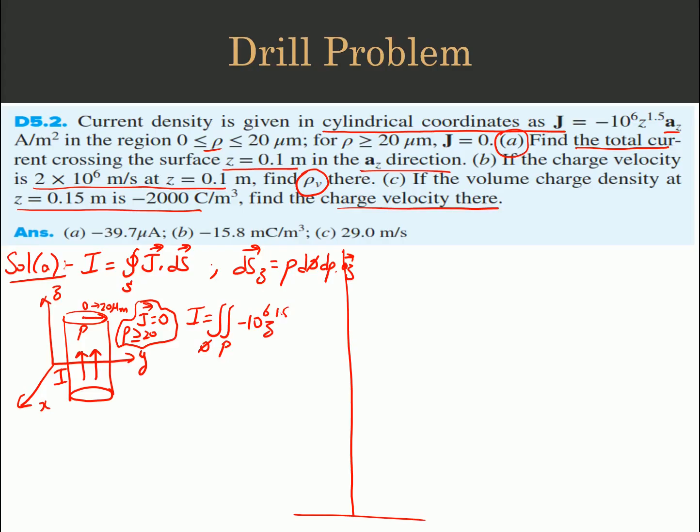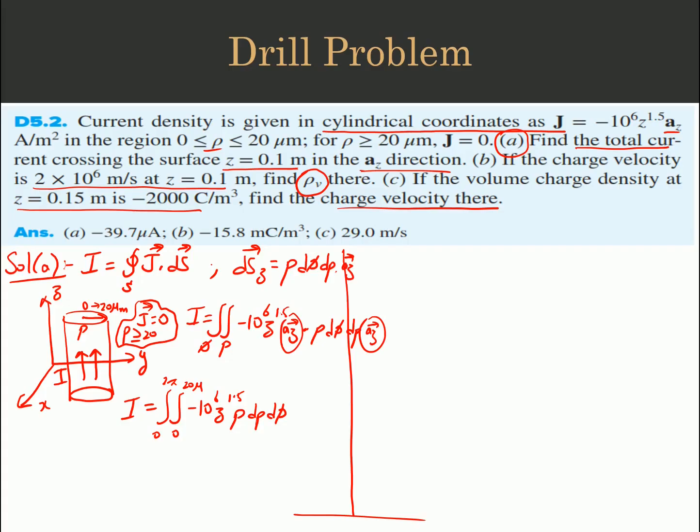And I will write A of z dot product with J. So J is going to be rho d phi d rho along A of z. Okay, so then I equals, let's put the limits. Rho is from 0 to 20 micro and phi is from 0 to 2 pi, and the value will be minus 10 to the power 6 z to the power 1.5, d az, and az will be 1, so I can write rho d rho and d phi. This and this dot product is equal to 1.